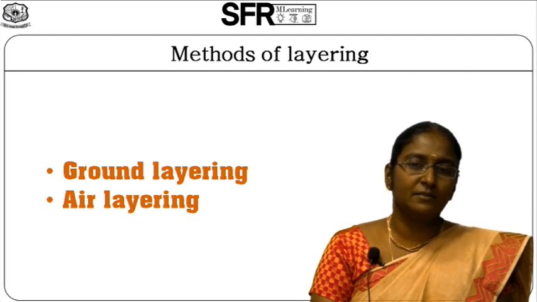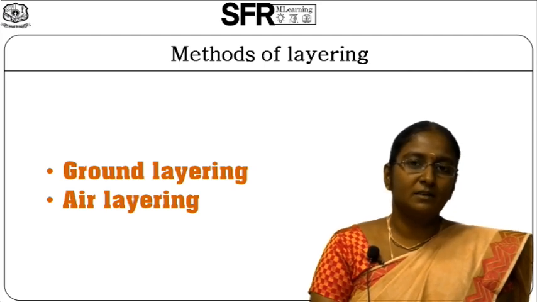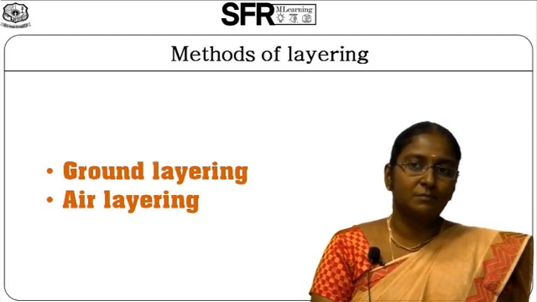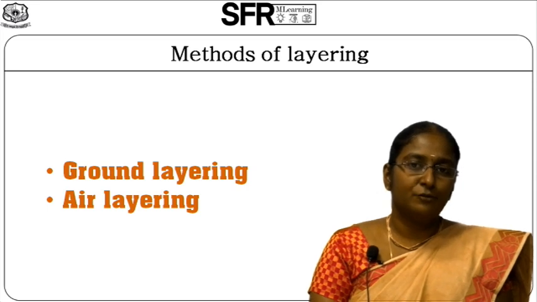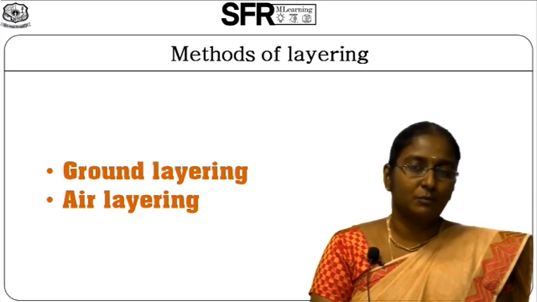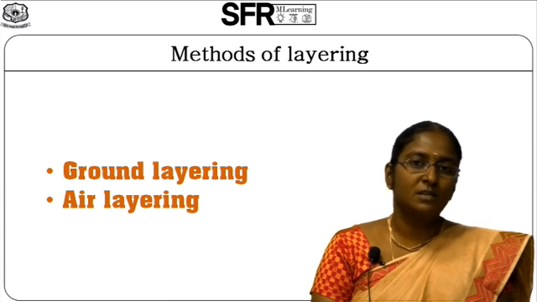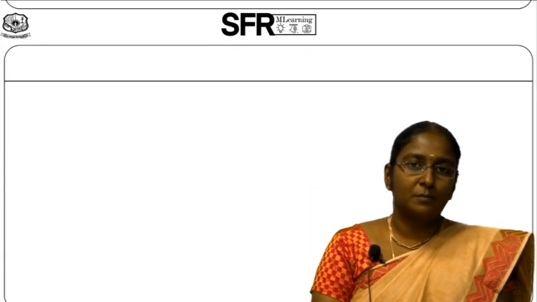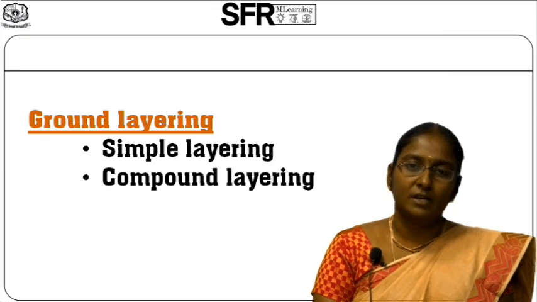That is, it has a connection with the soil, whereas in air layering it is not so. Here we make a wound on the stem and provide a proper environment to the stem as if it were in the soil, and develop the plant. So, this is the difference between ground layering and air layering. We will see them one by one. The first is ground layering.